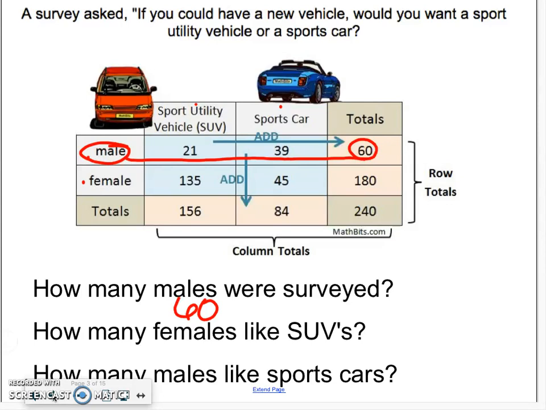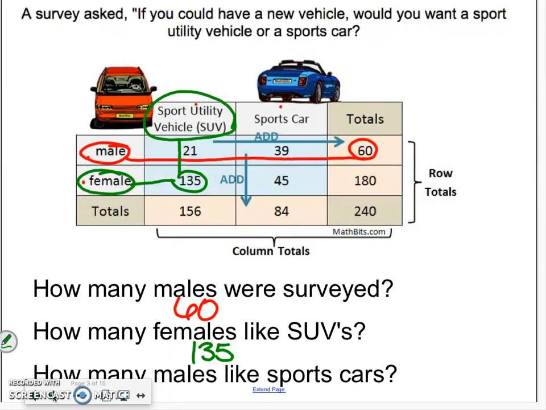Next, how many females like SUVs? So we look to our female section, but we're also going to be looking simply for the SUV section. So it helps to draw lines, see where they intersect. We'll see that 135 females like SUVs.